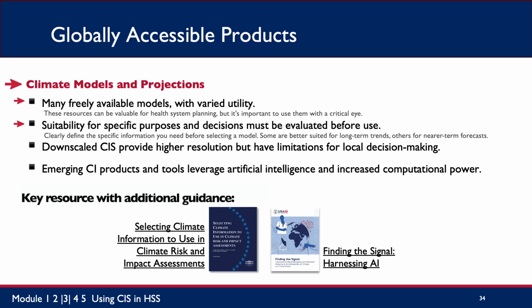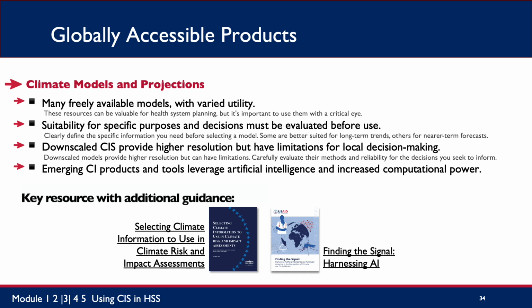Regional accuracy. Global models may not accurately represent the localized climate variations that influence health decisions. Understand the strengths and weaknesses of the products you select and the complexity around applying global products to national and regional decision-making. Downscaling considerations. Downscaled models provide higher resolution but can have limitations. Carefully evaluate their methods and reliability for the decisions you seek to inform.